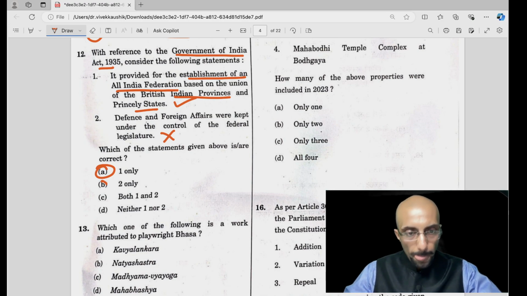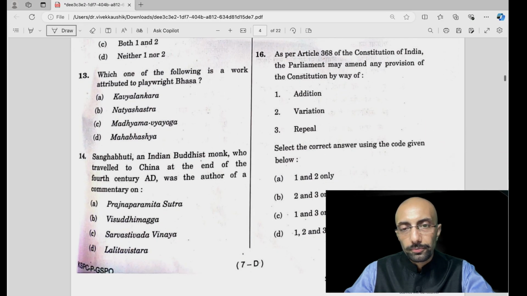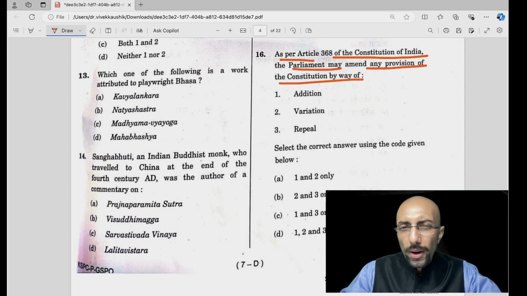Right? Okay. Then after the 12th, we have question number 16. As per Article 368 of the Constitution of India, the Parliament may amend any provision of the Constitution by way of. Now, this is quite a specific question UPSC has asked. So, this question you can attempt in the exam only if you have seen Article 368.